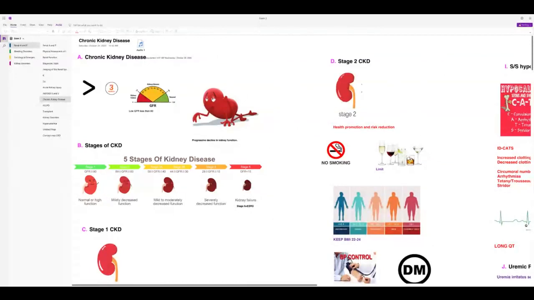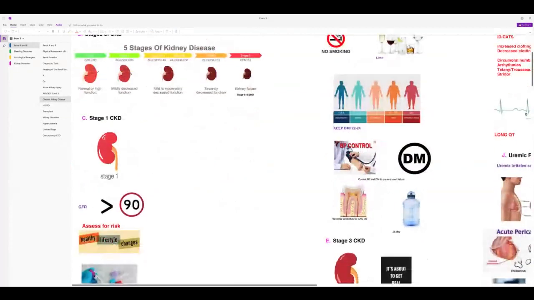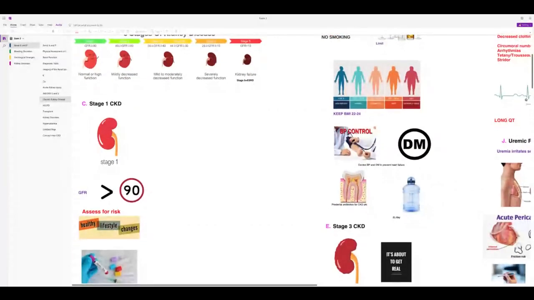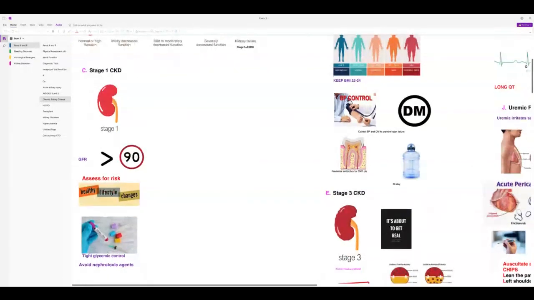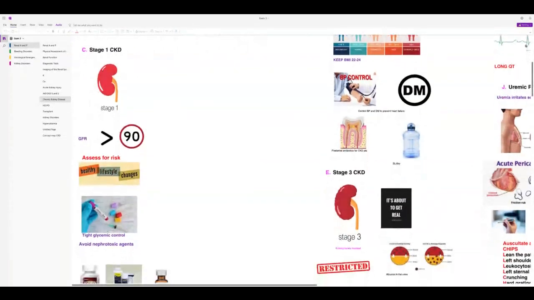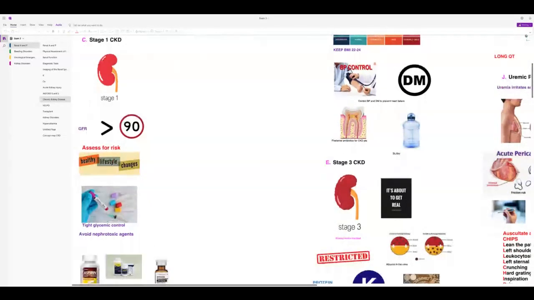So in stage 1, it's kind of like a fact-finding mission. We have to assess for risk. What caused this? Do you have hypertension? Do you have uncontrolled diabetes? Sometimes people don't know what they have, okay? So you do that, and avoid nephrotoxic drugs in this stage. And then once you find out, it's all health promotion and maintenance.